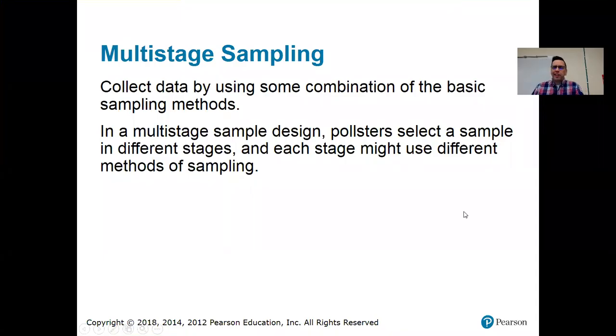Okay, and then I believe this is the last one. This is called multi-stage sampling. So this is just where you use maybe 2 or more of the methods that we just talked about. In a multi-stage sample design, pollsters select a sample in different stages, and each stage might use different methods of sampling. Okay. So when you go to do your homework, I believe there will be some scenarios. A sample was collected this way, and then they're going to ask you what sampling method is that? Is it systematic? Is it convenience? Is it stratified? Is it cluster? Or is it multistage?